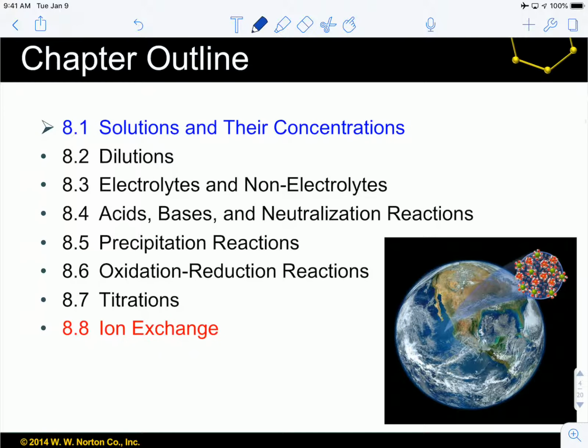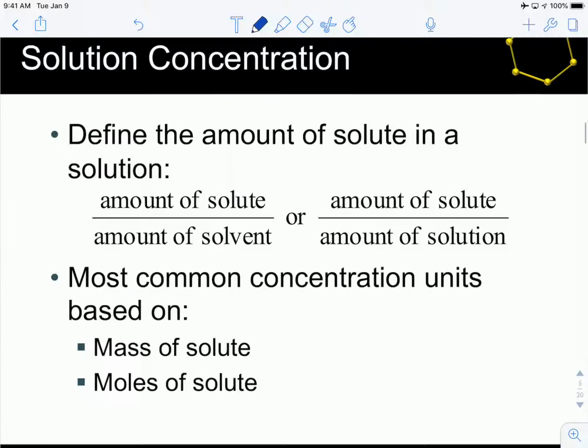Here is the chapter outline. Of course, I'll be starting right here, solutions and their concentrations. We won't be doing ion exchange, there just isn't time for it. If I have a little time in class, I will talk about what ion exchange is because it's an interesting application. So, solution concentration, you might have done this in lab already.